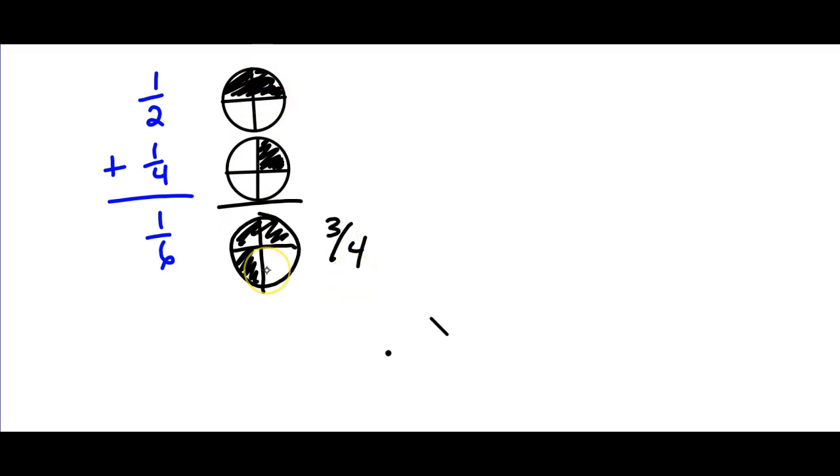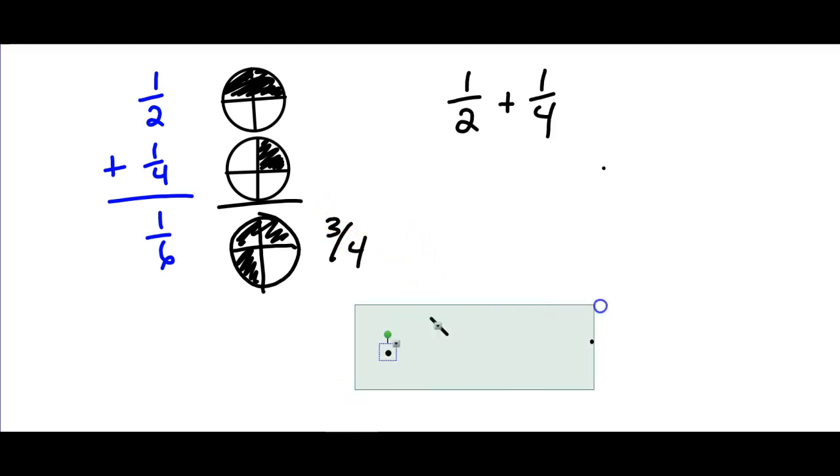That's a visual way to represent it, but to represent it using fractions or analytically, we could say if I'm going to take 1/2 plus 1/4, I have to get a common denominator. And with common denominators, it's the same thing as when we found earlier the LCM in the other video. We want to find the least common multiple.